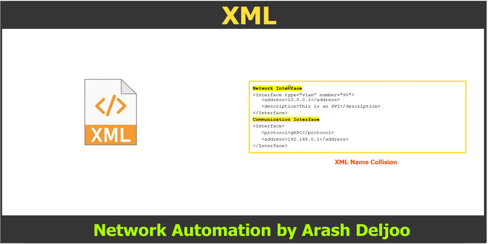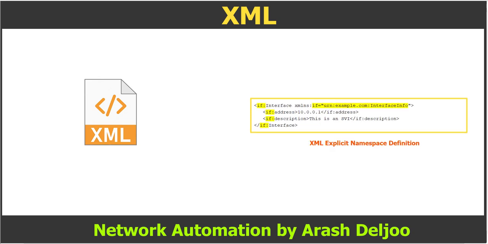For example, here we have network interface, and then interface type, address, description, and here in the communication interface, again we have interface, for example protocol, and then address. Here, as you can see, we have an XML name collision. This interface is the network interface, and this interface is the communication interface.